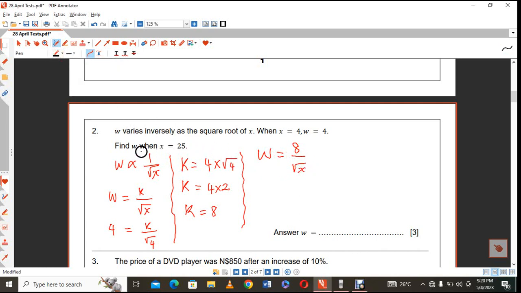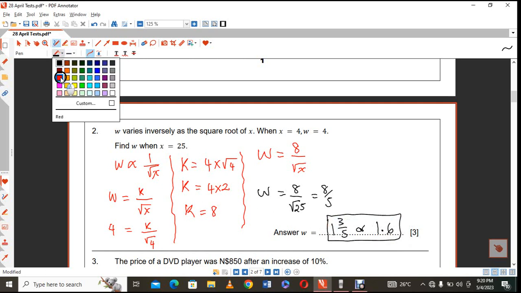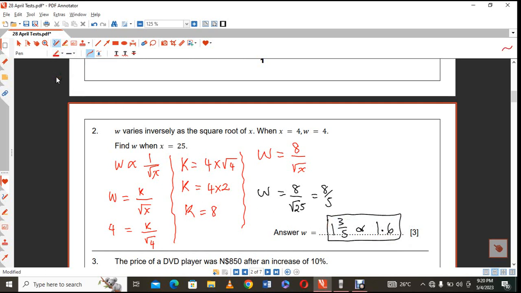They say when x is 25, we need to find w, so that's 8 over square root of 25, which is the same as 8 over 5, which is 1 and 3 over 5, or you can leave it as a decimal. Okay, so that is the steps necessary for you to solve that question.